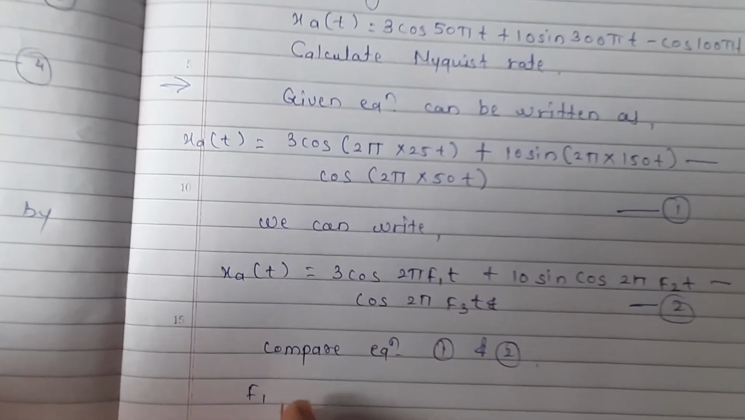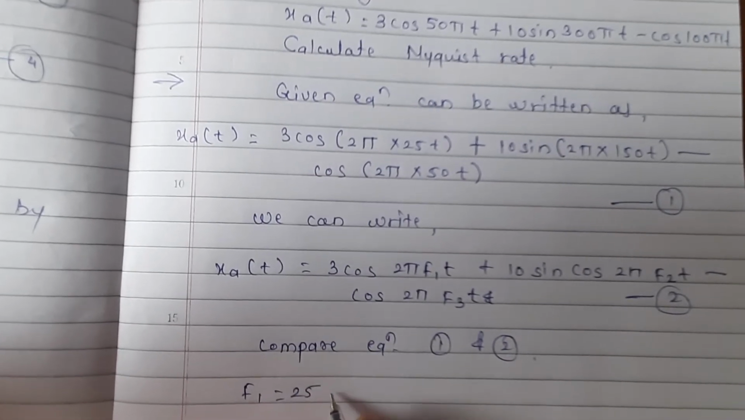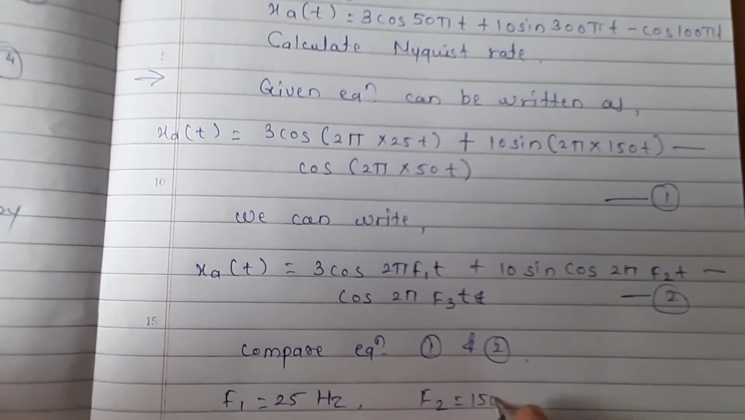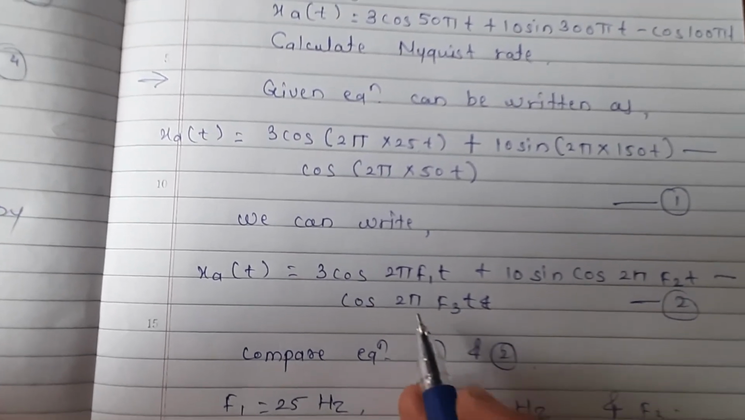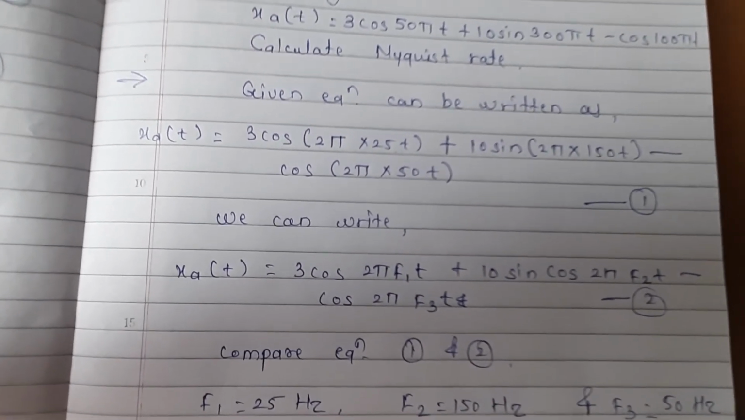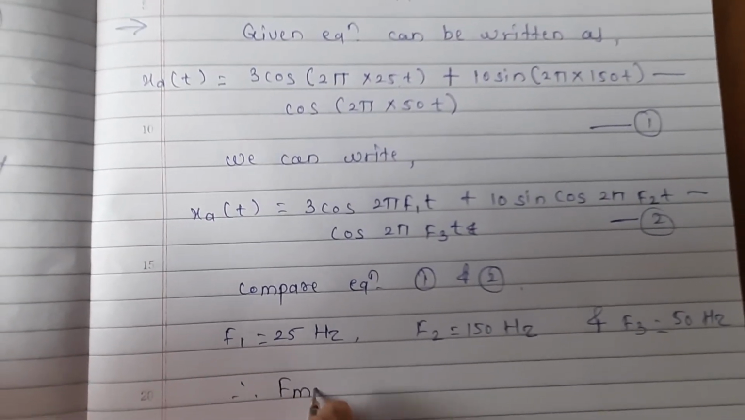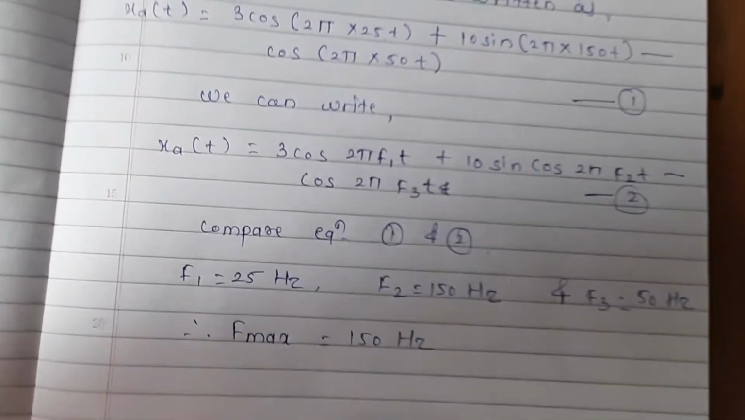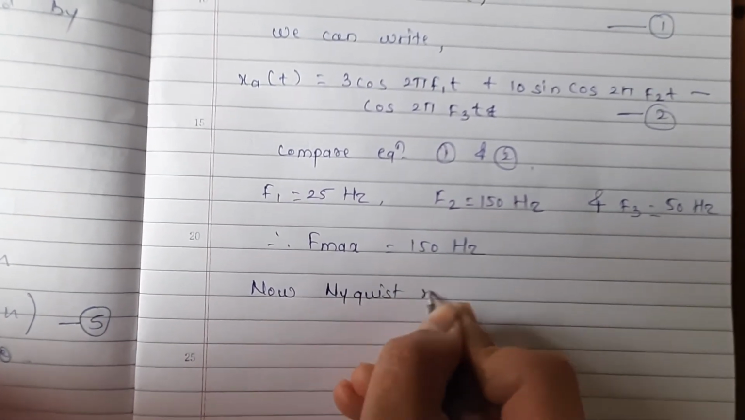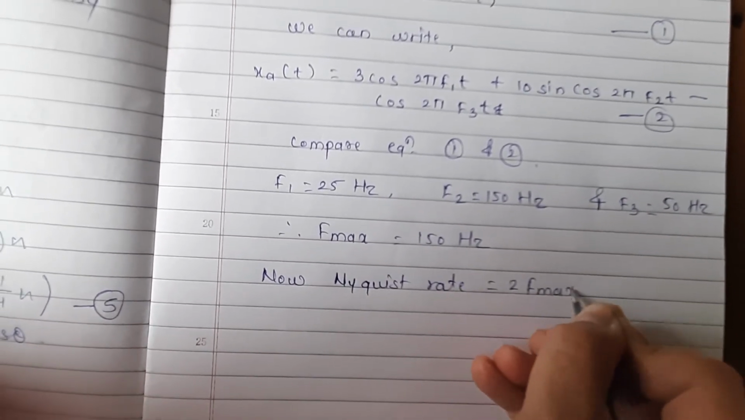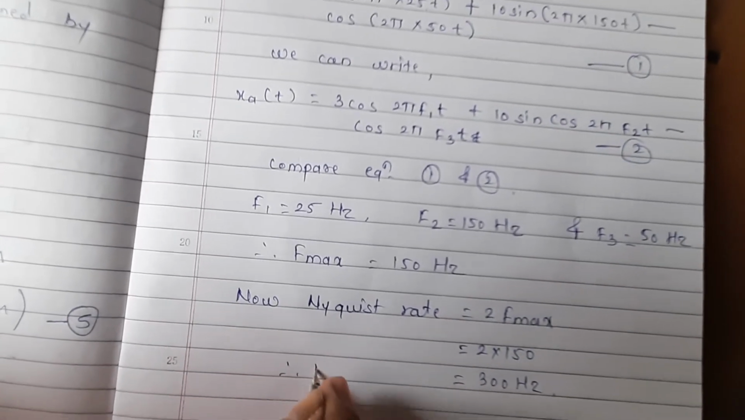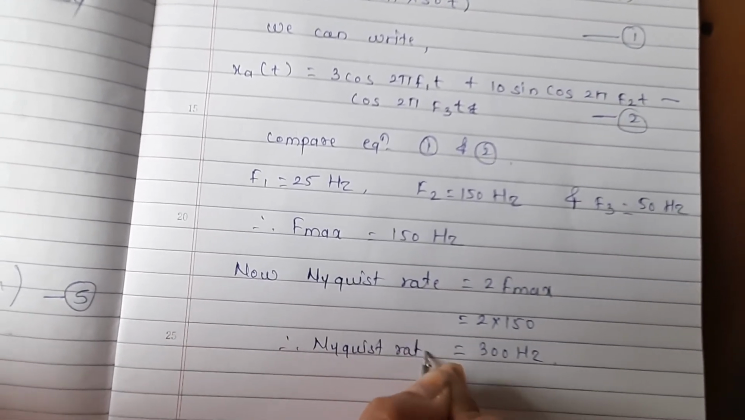So we get f1 is equal to 25 hertz, f2 is equal to 150 hertz and f3 is equal to 50 hertz. So in these three frequencies, the maximum frequency is f2, that is 150 hertz. Therefore F max is 150 hertz. So Nyquist rate is 2 F max. So it is 2 into 150, that is 300 hertz. This one is the Nyquist rate.